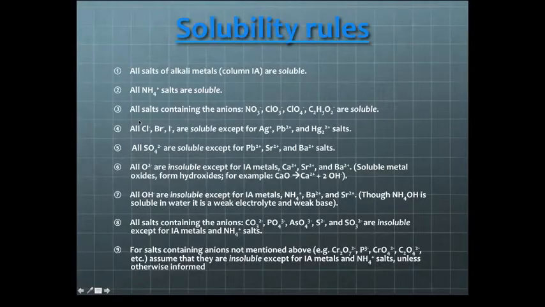So we come back, and when you look at rule number 1, it talks about 1A metals being soluble. That's not going to help us here. Strontium is a 2A metal. Ammonium salts are soluble. We don't have ammonium. Now here it says all salts containing the anions nitrate, chlorate, perchlorate, and acetate are soluble. Again, that doesn't quite help us. We don't have any of these negatively charged particles. If you recall, we had sulfate, which was SO4. Well, chlorine, bromine, and iodine are soluble except for silver, lead, and mercury salts. Nope, not going to help us. But look at here.